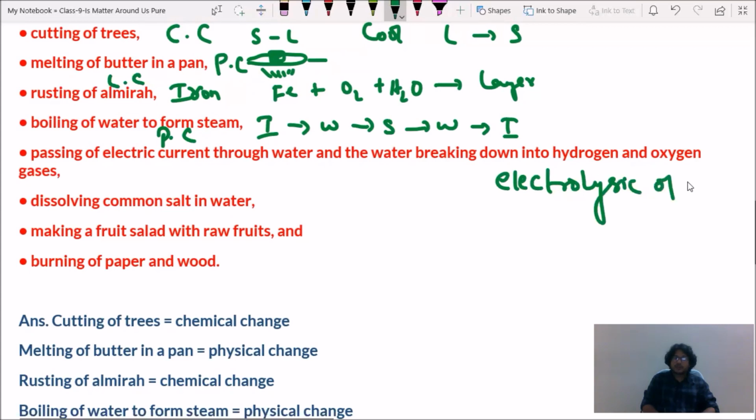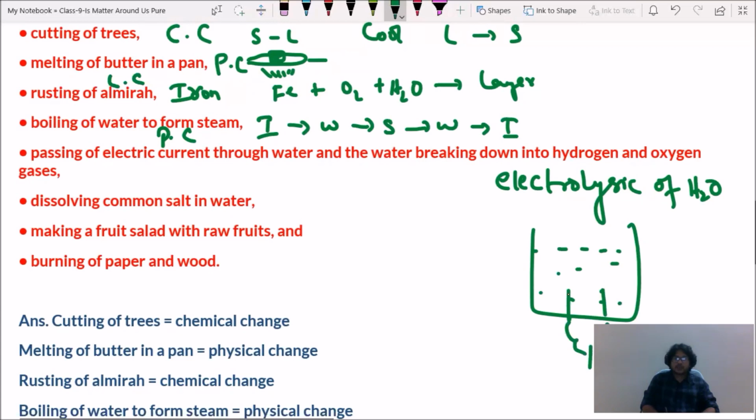Electrolysis of water. If you take a beaker, add some water to it, and place two terminals and pass electricity through it, you can observe that gas appears at one terminal, and bubbles appear at the other terminal too. If you place test tubes, you can observe that in one test tube a huge amount of gas is collected, and in another test tube less gas is collected.